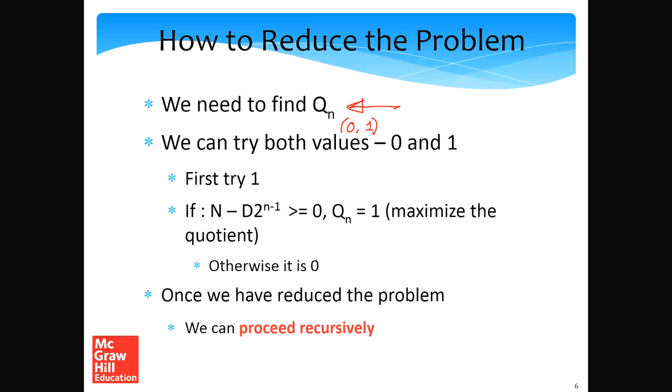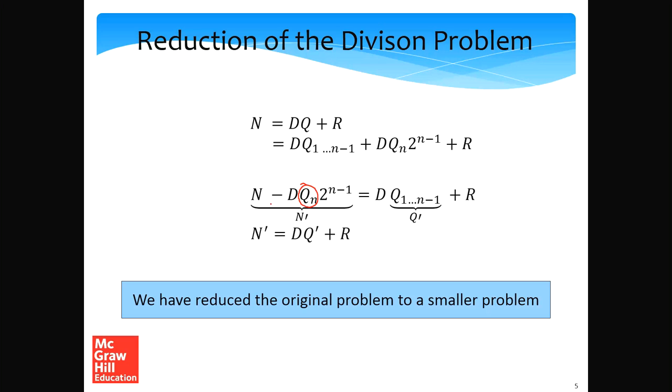So since there are two values, what we can do is try a brute force approach. So we can try both the values, both 0 and 1. So let's first try 1. So what do we need to do? We basically need to compute n dash is equal to n minus d times q, right? If Qn is equal to 1, then n dash becomes equal to n minus d times 2 to the power n minus 1.